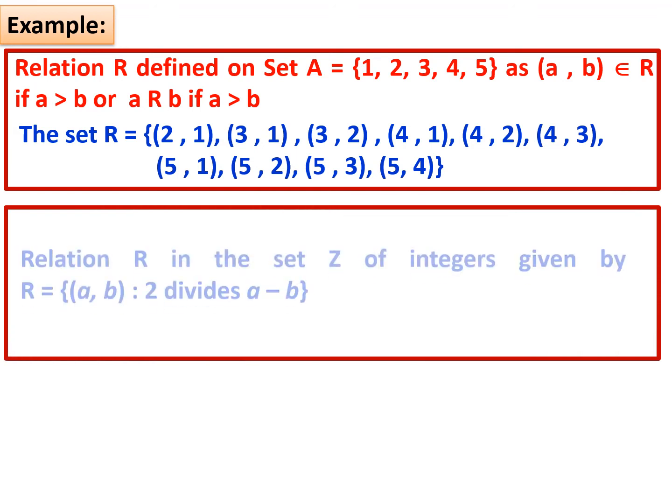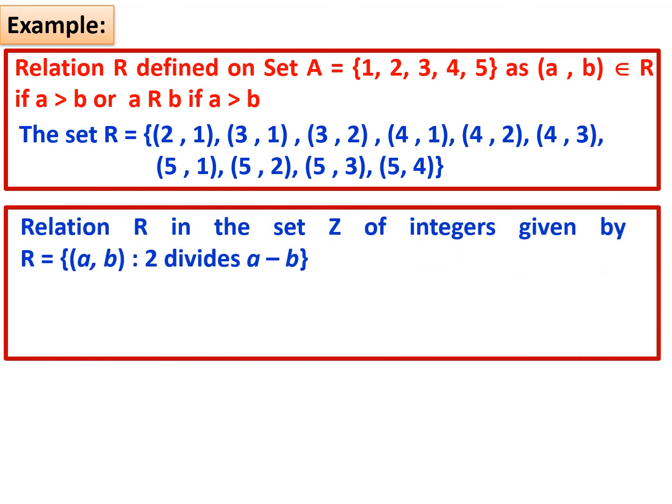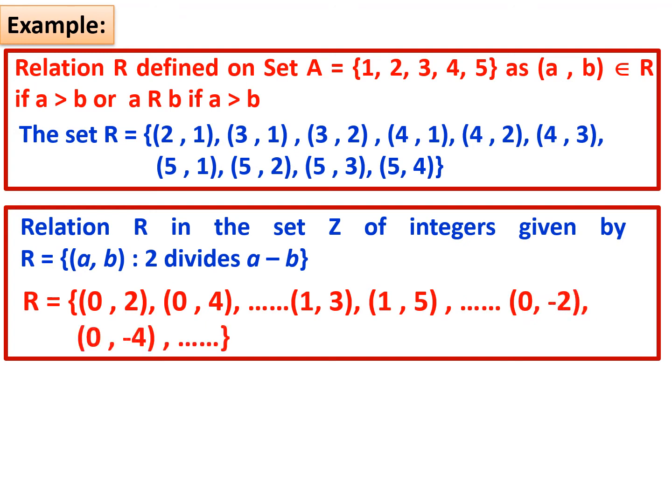Let us take one more example, such that A and B can be taken from the set of integers when 2 divides A minus B. In the previous case, we got the relation as a finite set. Now we will get an infinite set. (0,2), (0,4) and so on. Then when you start with 1: (1,3), (1,5), (1,7) and so on.